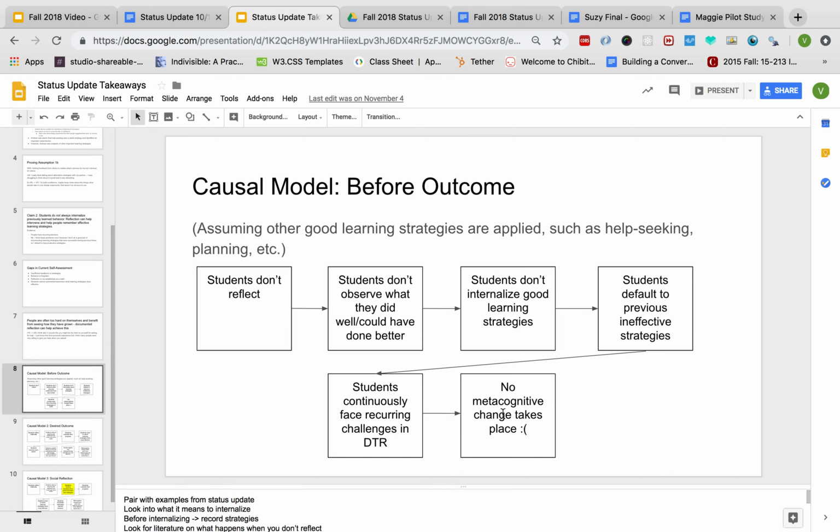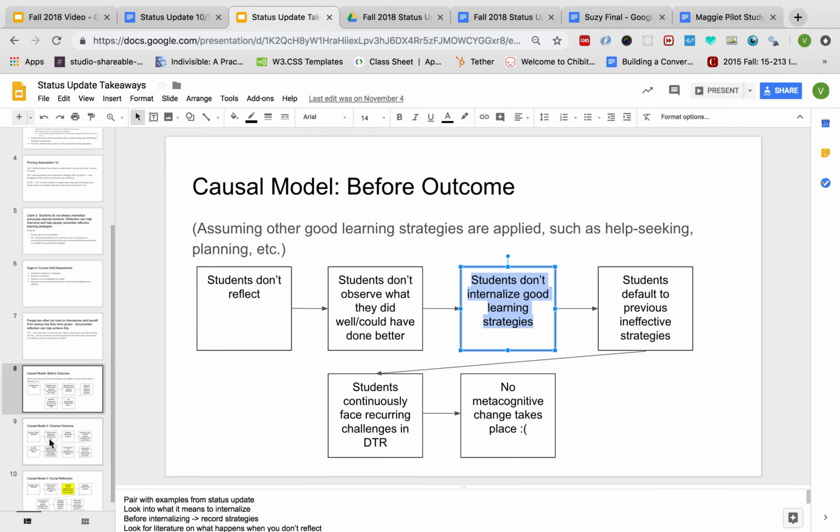And the breakdown I saw in my status update was that students did observe what they were doing well and could have done better because there's a lot of reflection scaffolding in DTR, but oftentimes students don't internalize good learning strategies, as in they don't really remember, like, in this instance, I should probably be using this strategy because it would help me save time. Rather, they just push through things and aren't very mindful of what they are doing at times. So because of that, they default to previous ineffective strategies.